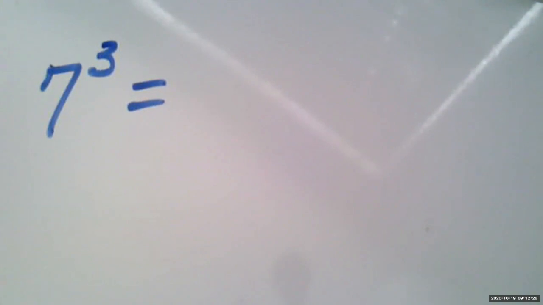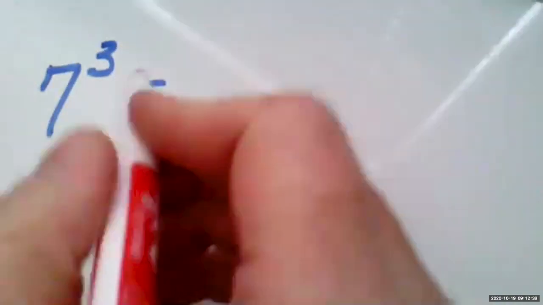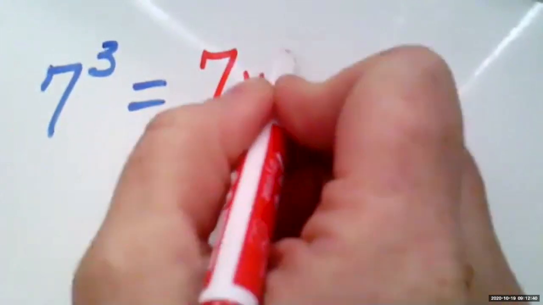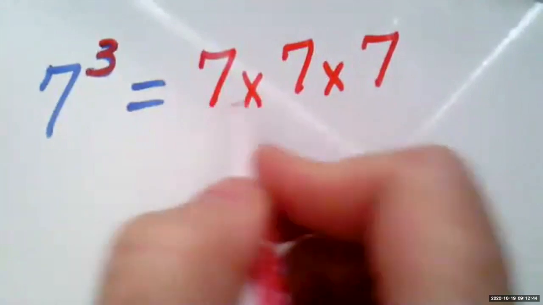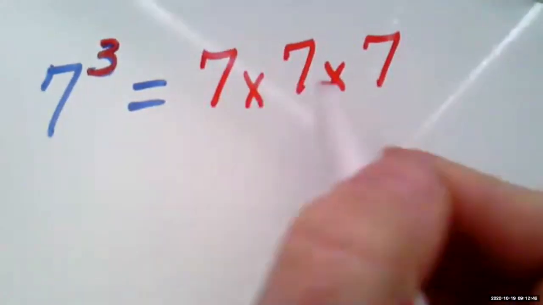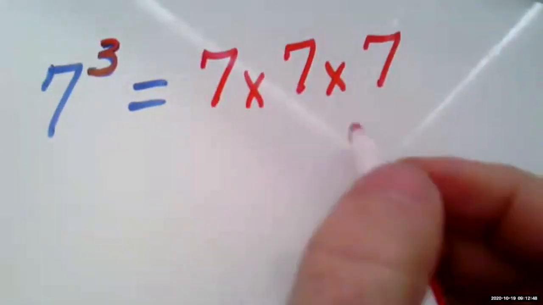Lucian, no. Anya, not quite. So far, so good. Tristan, no. Isabella, no. Christopher, no. You are not multiplying 7 times 3. No, the answer is not 21. No, no, no. The answer is very large. 7 times 7 times 7. This 3 tells you you have to multiply 7 by itself 3 times.